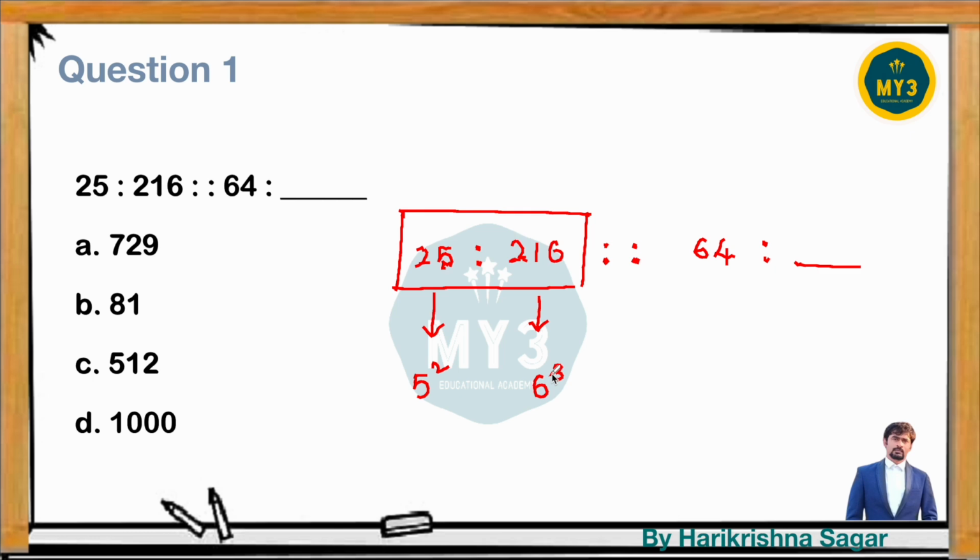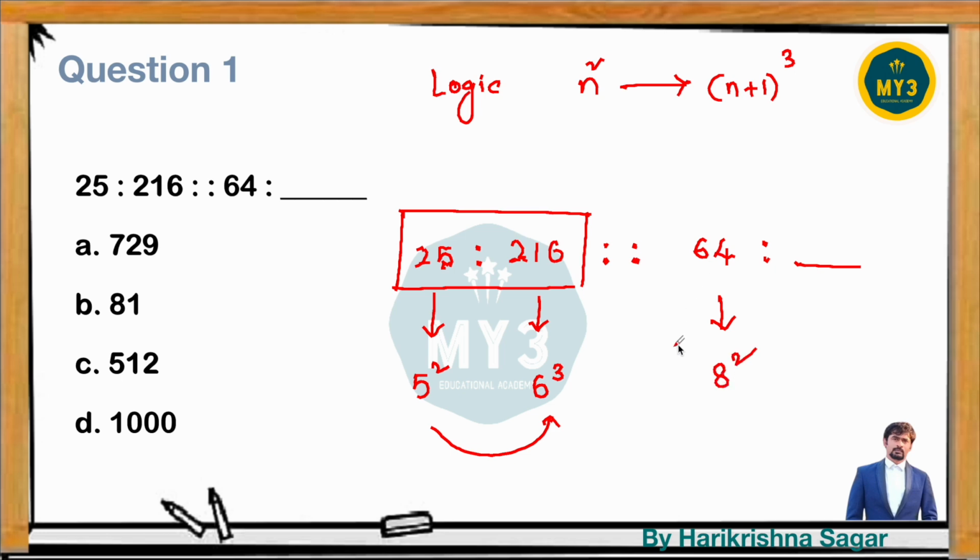Now what you need to do is, you have to observe what is the logic available in this reference pair. That means 5 square becomes 6 cube. That means the logic available in this question is n square becomes n plus 1 whole cube. 5 square is 6 cube. How can we write 64 in the form of a square? We can write it as 8 square. So 64 is 8 square. If 5 square is 6 cube, then 8 square will become what? Obviously 9 cube. So your answer must be 9 cube. If you remember 9 cube value, you can easily mark the answer. 9 cube is equal to 729. You can mark the answer choice as option A, which is equal to 729.